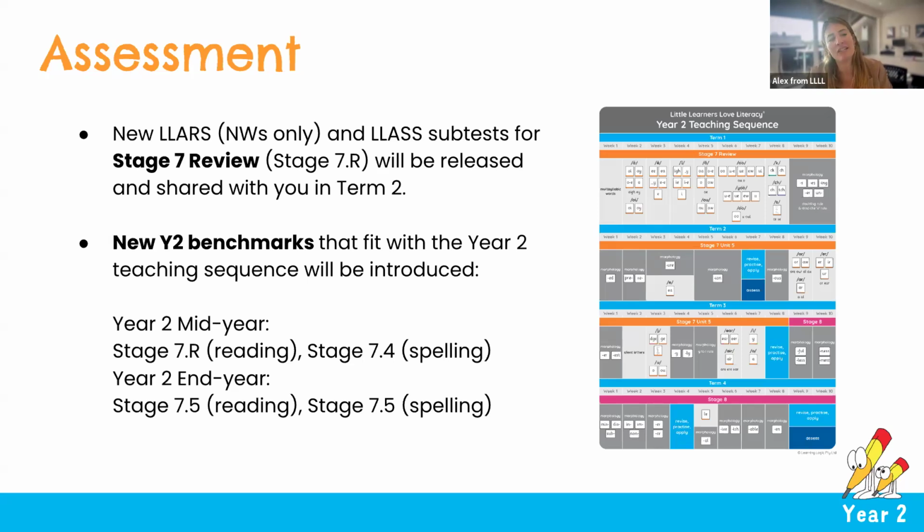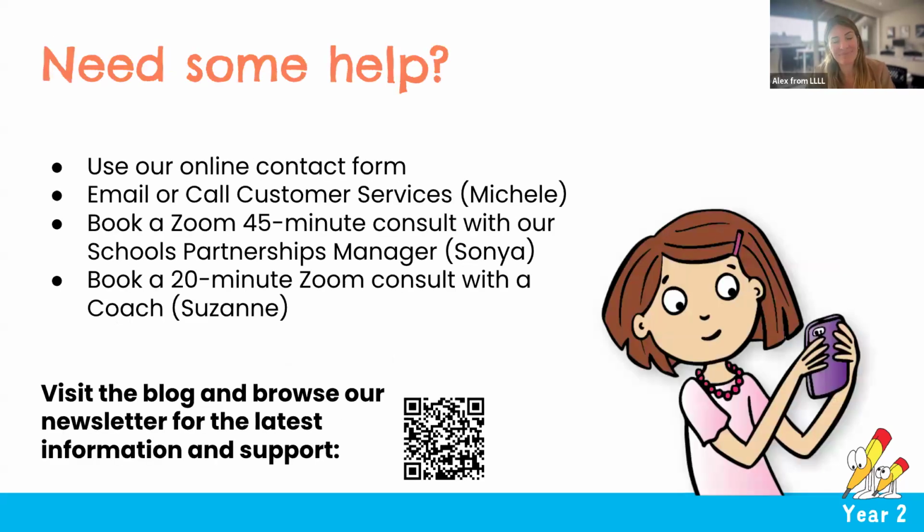And I'd highly recommend you sign up for the assessment webinars next term to learn a little bit more. The benchmarks will be shifted a little based on what our new teaching sequence looks like. So mid-year benchmark, Stage 7R will be the reading benchmark and Stage 7.4 for spelling, which hasn't changed. And our end of year 2 benchmark, 7.5 for reading and 7.5 for spelling. Over to you, Olivia.